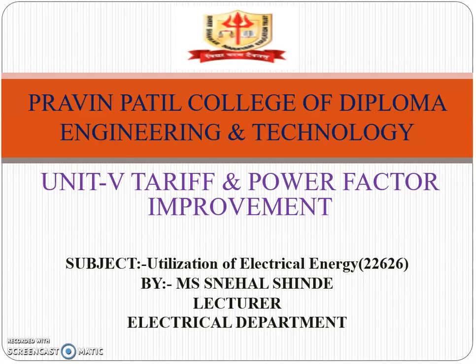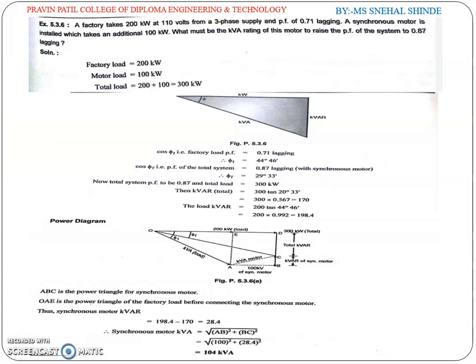Subject is Utilization of Electrical Energy, subject code 22626. Unit 5, Tariff and Power Factor Improvement. So now we will see the numerical on most economic power factor.